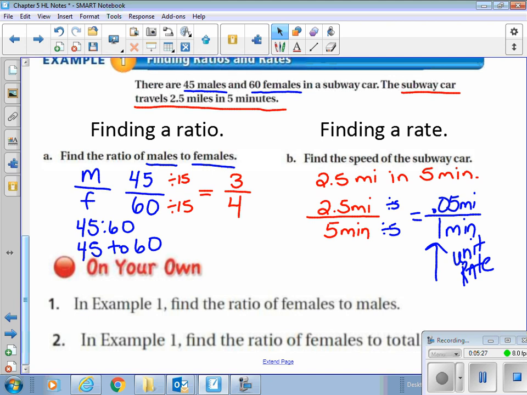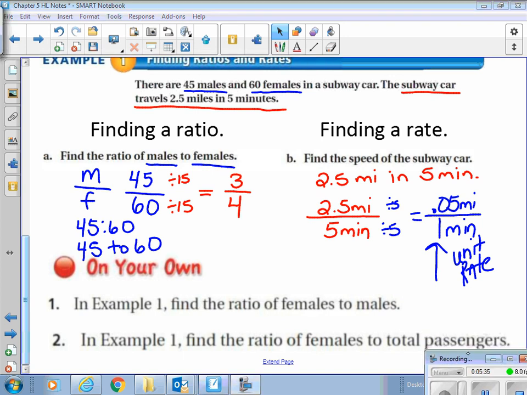The on your own problems. In example 1, find the ratio of females to males. And in example 1, find the ratio of females to total passengers. So using the information from example 1, see if you can answer those 2 on your own problems. Pause the video and come back and check your answer.